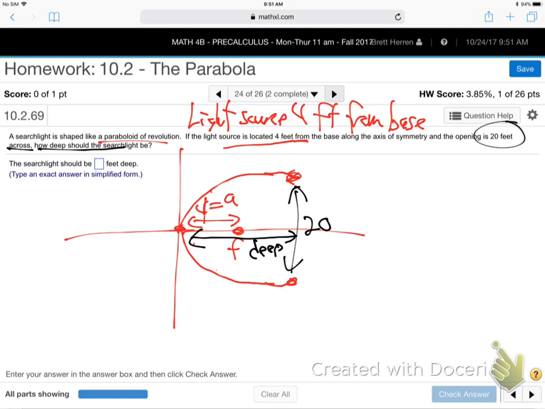So start with the equation. Write the basic look of the equation. Got it.